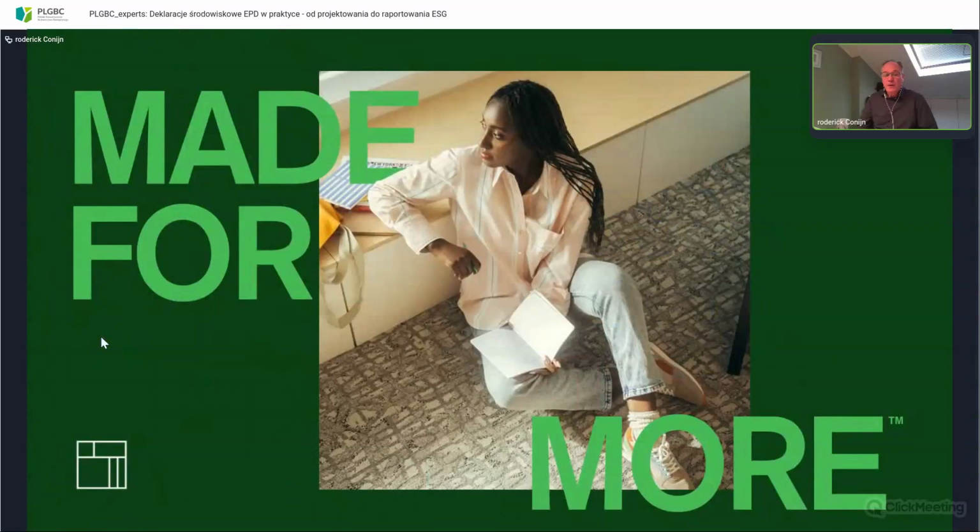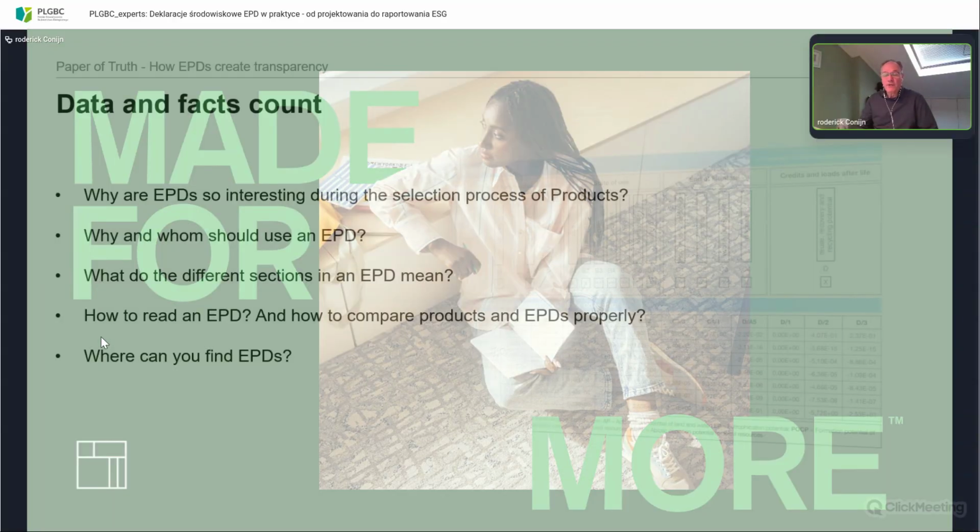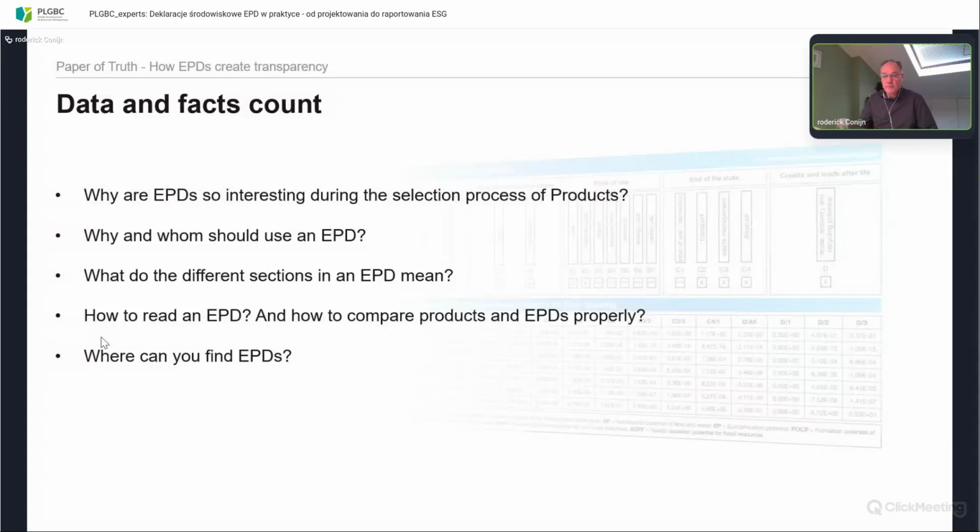So as Interface, we are Made for More, and Made for More stands for all aspects within our production and product development becoming more sustainable. Having an EPD is for us a very important tool to make our products even more sustainable, but also to show our customers what the difference is within our portfolio on the impact of a product, and also a way to compare our products with competitors.